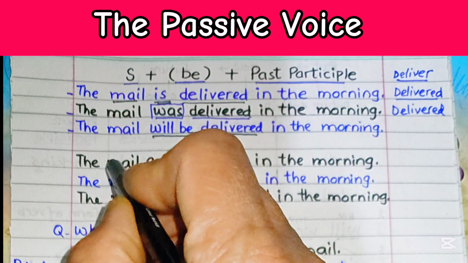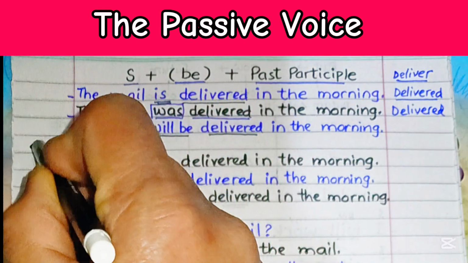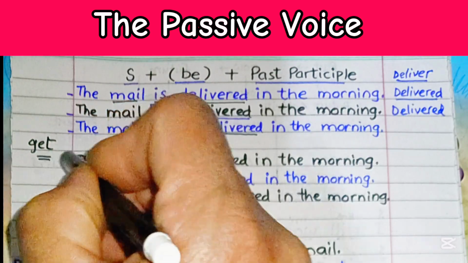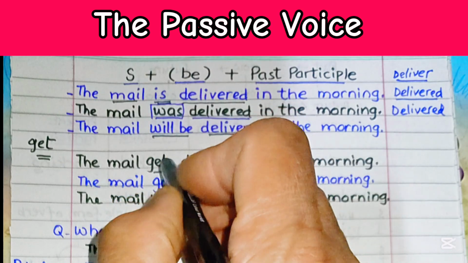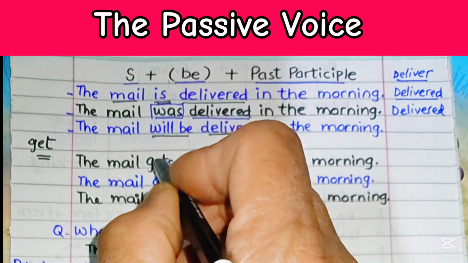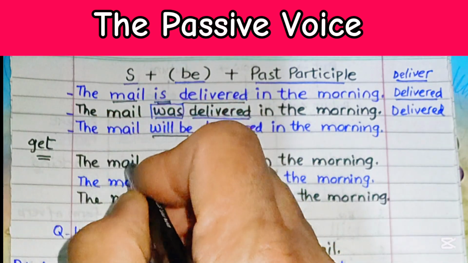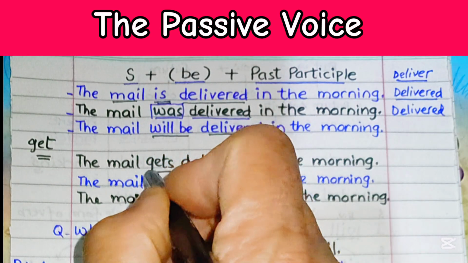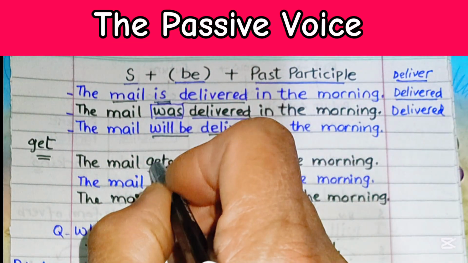It's worth noting that you can also use the verb get in place of the verb be. And we can replace the verb be by the verb get in the present tense. The mail gets delivered in the morning. This first sentence is in the present tense.